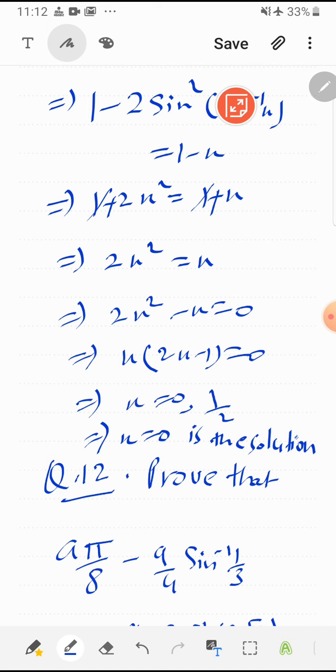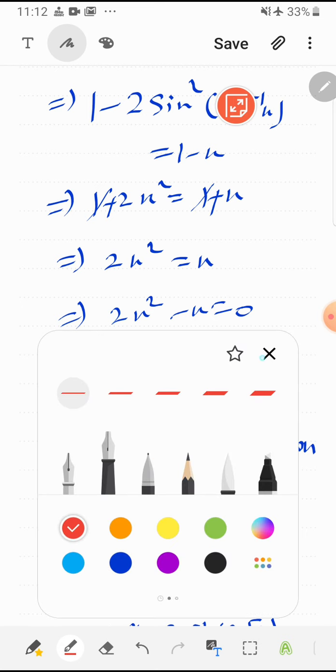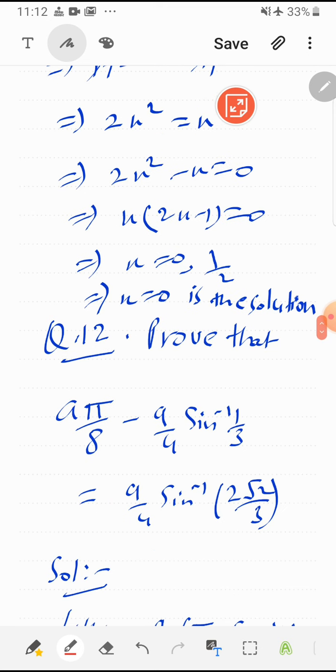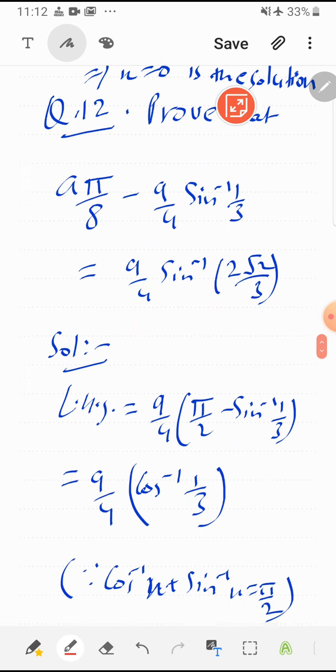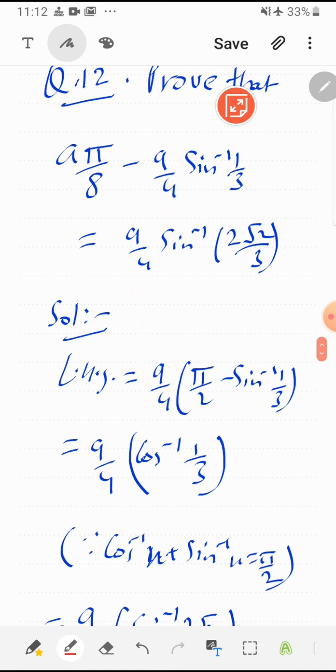Now, prove that 9 pi by 8 minus 9 by 4 sine inverse 1 by 3 is equal to 9 by 4 sine inverse 2 root 2 by 3. It's a simple and good question. I am taking 9 by 4 common from the left hand side, so that I am left with pi by 2 minus sine inverse 1 by 3.